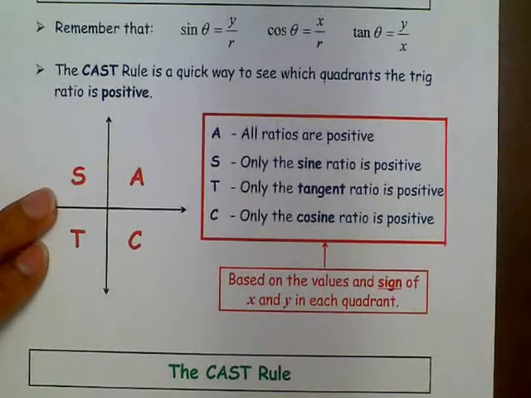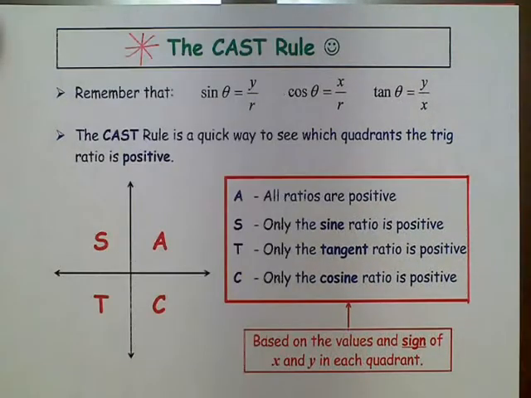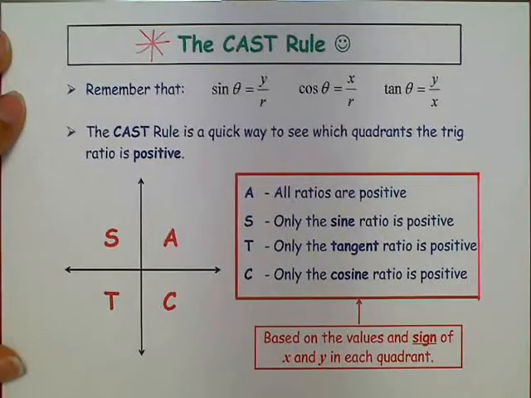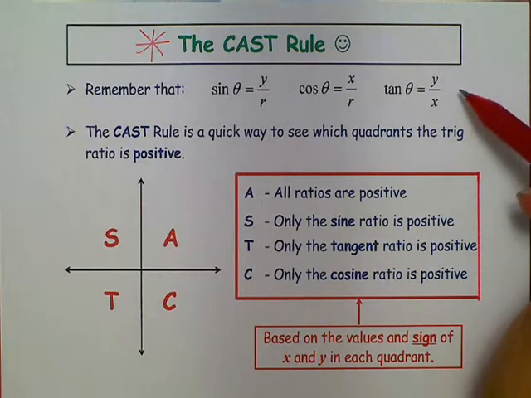Okay, so there's something else we're going to be using, and it's called the CAST rule. This is very important. This is something that you should definitely remember for the test and whenever you're doing any of your homework. So just remember what we looked at earlier in the lesson, where we looked at sine, cosine, and tangent based on x, y, and r.